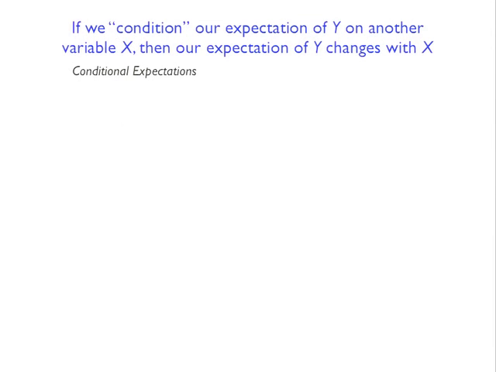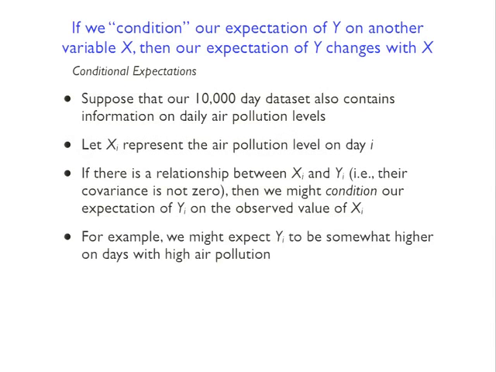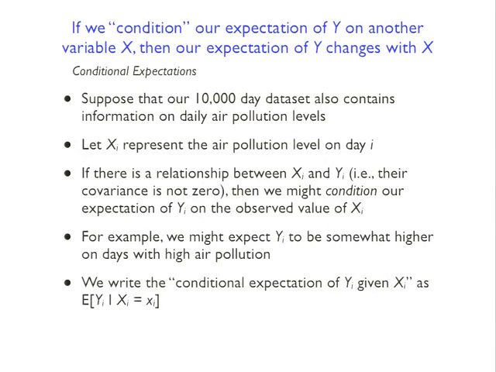So let's suppose that we have this 10,000 day data set, which I said contained the average number of hospitalizations on each day. But let's suppose that it also contains the second variable x, which is information on the daily air pollution levels. So if there's a relationship between x and y, which is say that their covariance is not 0, then we might consider conditioning our expectation of y on the observed value of x. So for example, we might expect y to be somewhat higher on days with higher pollution, and we might expect it to be somewhat lower on days with lower air pollution.